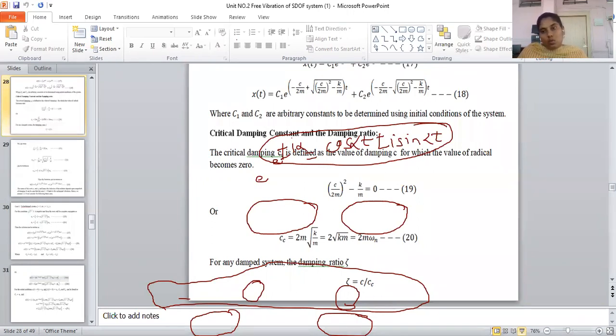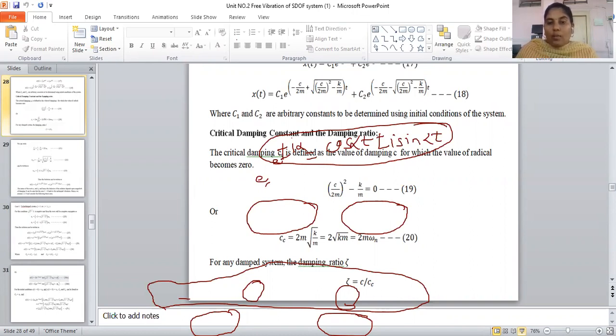These are the roots S1 and S2. Now for this x of t value, we have to put C1 into e raised to S1t plus C2 into e raised to S2t, and we know the trigonometrical formula e raised to plus or minus i alpha equals cos alpha plus or minus i sin alpha. That cos and sin value we have to put into this equation.